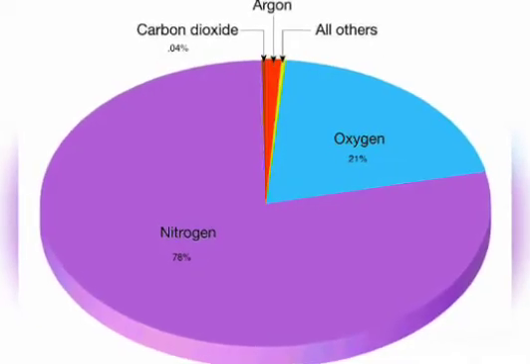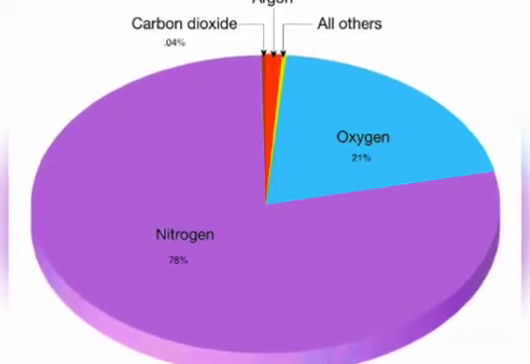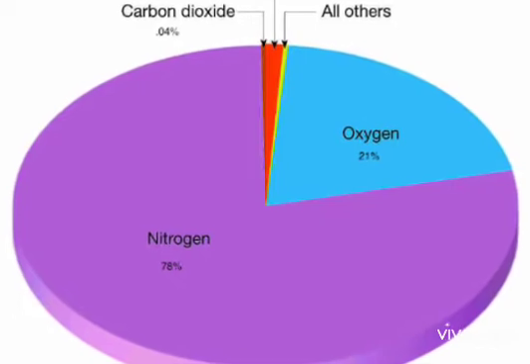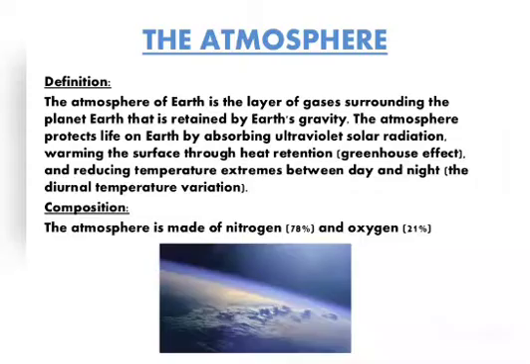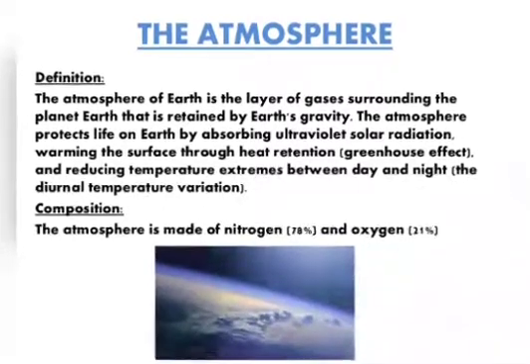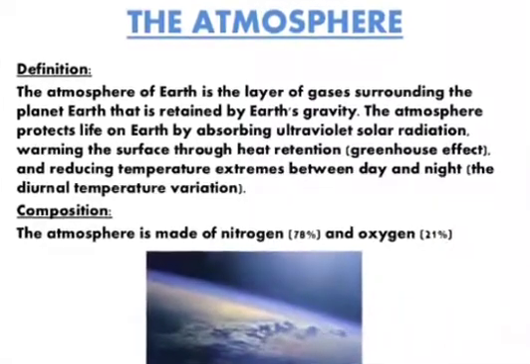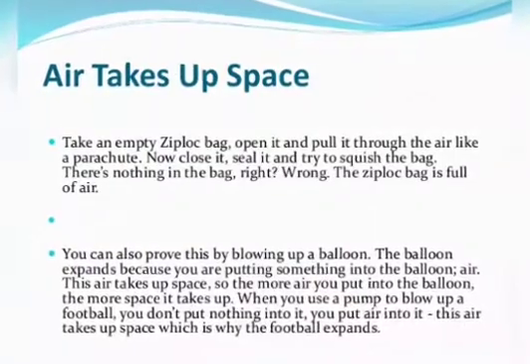Children, the atmosphere around us is mainly filled with many gases, and the major gas present in it is nitrogen. Then we have oxygen, then carbon dioxide, and some other gases. Now, what is atmosphere? It is actually the blanket of air around the earth, right?